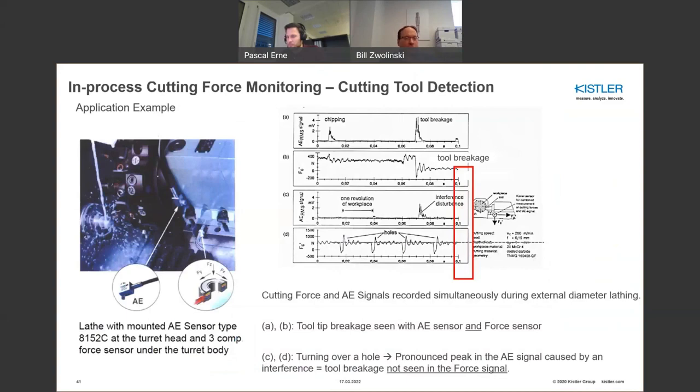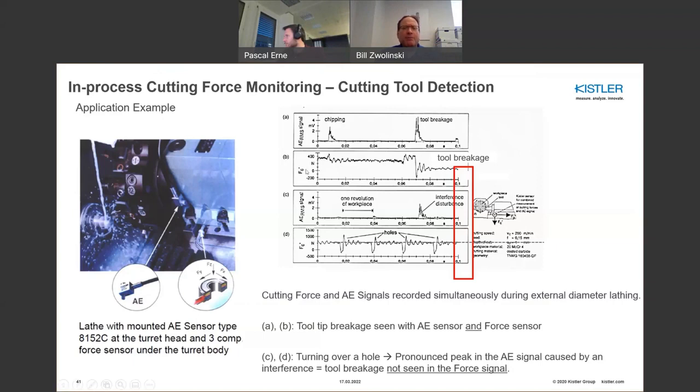Cutting force is an area, like I said, that spans many, many industries, from automotive to aerospace to university R&D, and all just basic materials research as well. And in this case here with a lathe, we mounted an acoustic emission sensor adjacent to the lathe, and also a force sensor, a 3-component force sensor under the turret body. And what we wanted to do there is just give an indication: what does the AE sensor show in terms of its measurand, and what could a force sensor basically show?